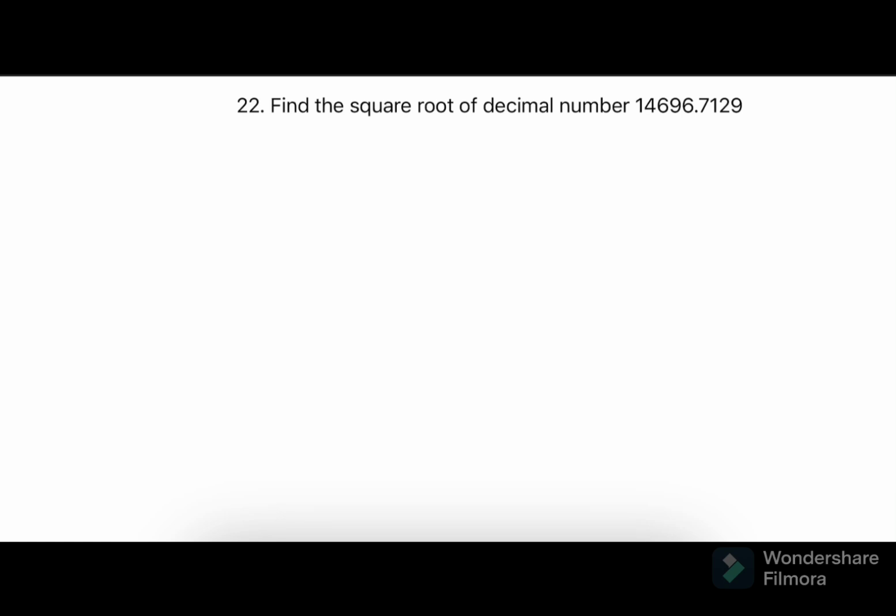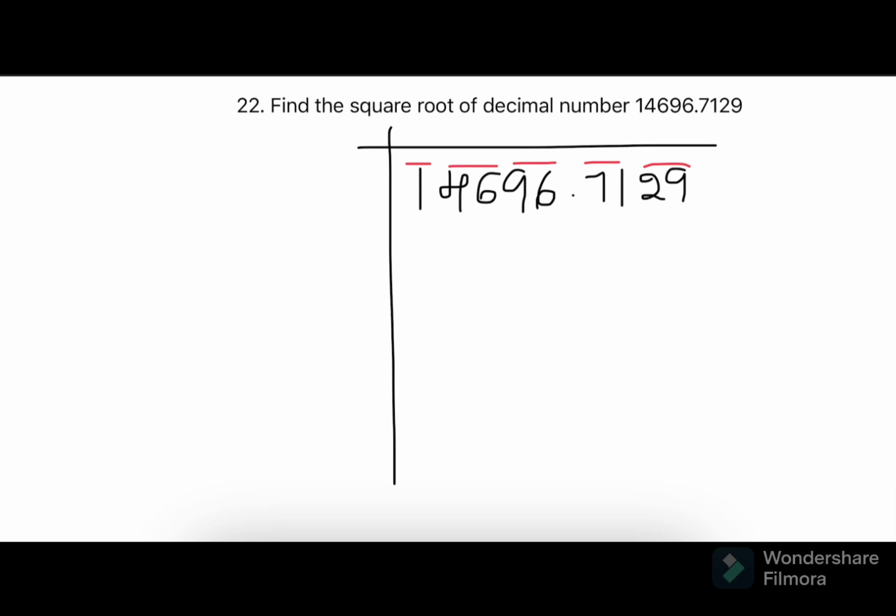Question number 22, very similar to the previous one, but we are now taking the square root of a decimal number. No matter whether it is a decimal number or a normal number, we can still use the same method. 14696.7129 is the given number. We should be very careful not to miss the digits. Let us group it as pairs. One is left out, and that's fine. Further, 1 1 is 1, remainder is 0. Bring down the next group, which is 46.